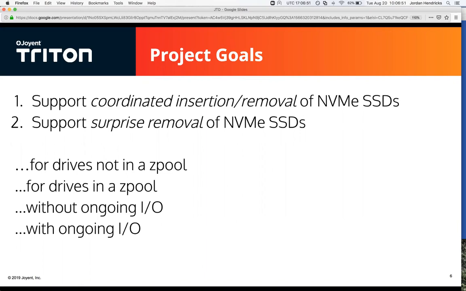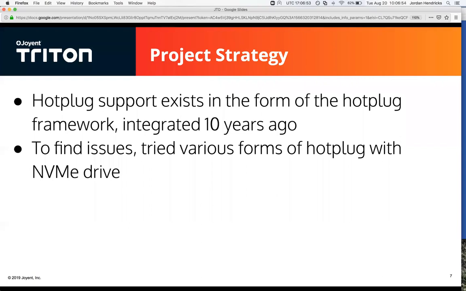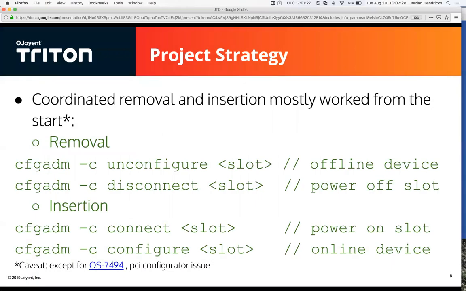And making sure all these different scenarios work. The way I went about this project was that there already was Hotplug support in the operating system. There was this huge framework that was integrated 10 years ago with a bunch of different things in it: tooling, PCIe support, lots of stuff existed. But it wasn't really clear how much of it worked in different scenarios. So I basically just tried pulling a drive in a Z pool or pulling a drive with I/O and seeing what happened, and hit a bunch of different problems and iterated on those until I was done.